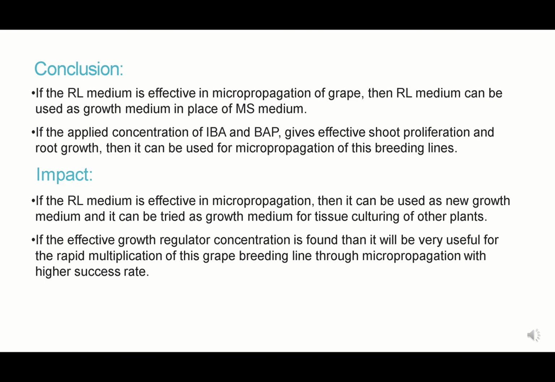Next, impact of this research. If the oral medium is effective in micropropagation, then it can be used as a new growth medium and it can be tried as growth medium for tissue culturing of other plants as well. If the effective growth regulator concentration is found, then it will be very useful for the rapid multiplication of this grape breeding line through micropropagation with higher success rate.